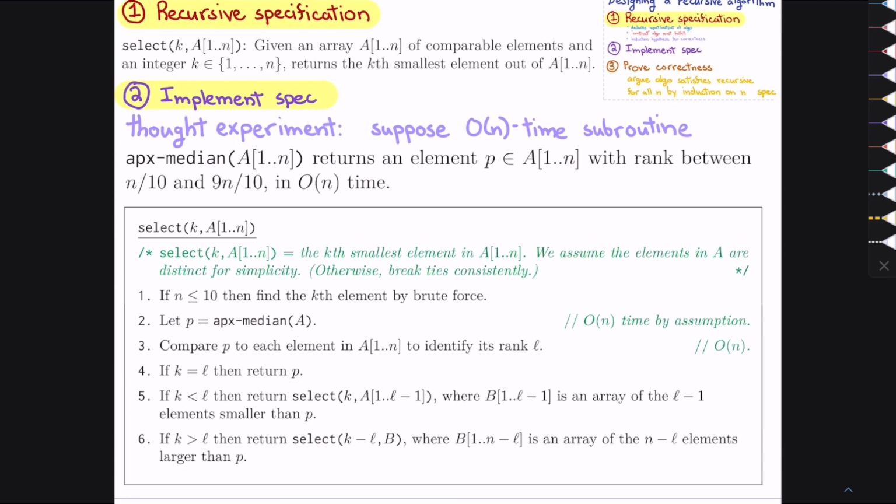So here might be the implementation with approximate median. The only difference, from what I can tell, is that you do need to spend some time comparing P to every element to identify its rank L, and decide: if K is bigger than L, I go on this side. If K is smaller than L, I go on the other side. That's the only difference, but that's kind of obvious.